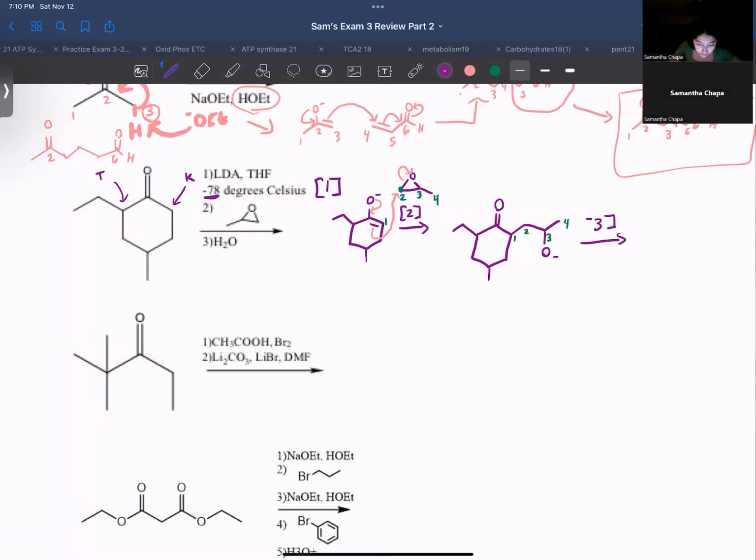Now I'll do the third step, which is just protonation. So they're using water to protonate your negatively charged oxygen. So then do everything the same. You get an OH group. Cool.